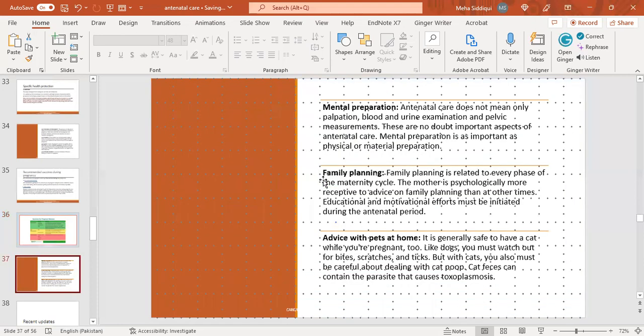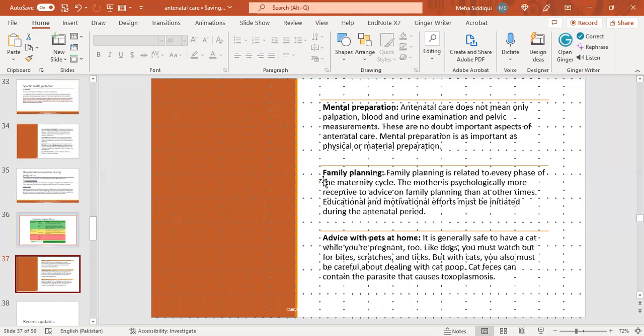Then comes mental preparation. Antenatal care does not mean only palpation, blood and urine examination, and pelvic measurements. These are no doubt important aspects of antenatal care. Mental preparation is as important as physical or material preparation.